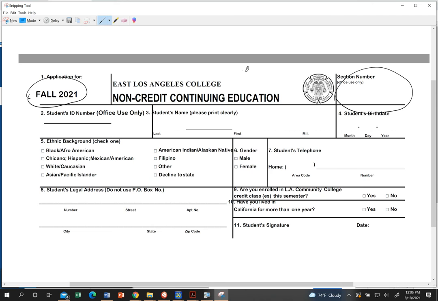Okay, so this part, I can write it in. This one should be, oh boy, it's not written on there. Okay, student ID, you can cross it out. And this one needs to be typed.